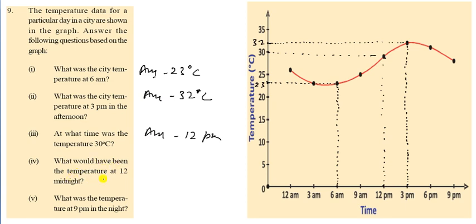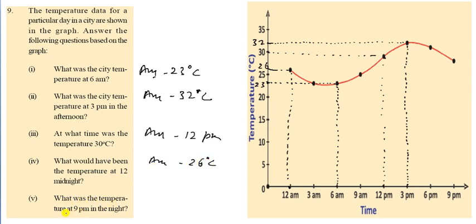And what would have been the temperature at 12 midnight? 12 midnight, where is the 12? That is the 12 p.m. Midnight is given here. So that one is this one. So you can write here like this graph. So this one is the midnight, and it is the 26 temperature. It is 26. So you have to write answer is 26 degrees C.